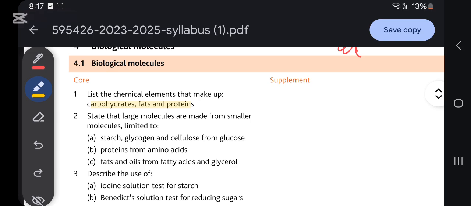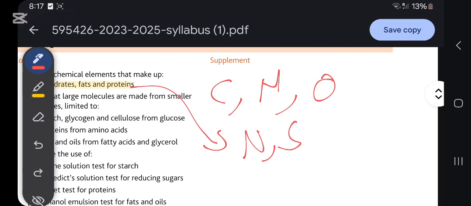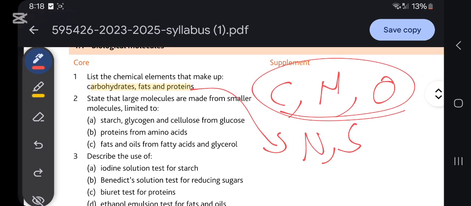Okay, carbohydrates, fats, and proteins. I want you to remember that all of them are made up of carbon, hydrogen, and oxygen. But protein is unique: including carbon, hydrogen, and oxygen, protein is also made up of nitrogen and a bit of sulfur, sometimes. It contains sulfur only in less quantity, but mostly in our syllabus they talk about nitrogen, so make sure you know that. Don't say that protein only contains nitrogen. Carbon, hydrogen, and oxygen are elements present in all carbohydrates, fats, and proteins. But proteins also have nitrogen with them. Alright, so I hope you got it.